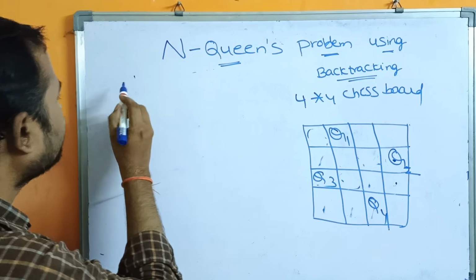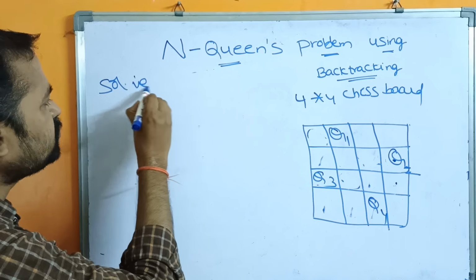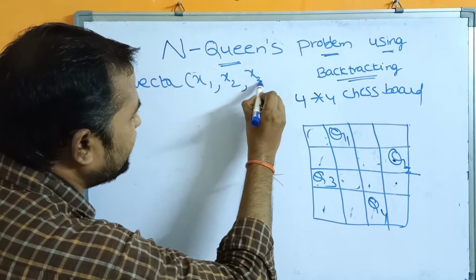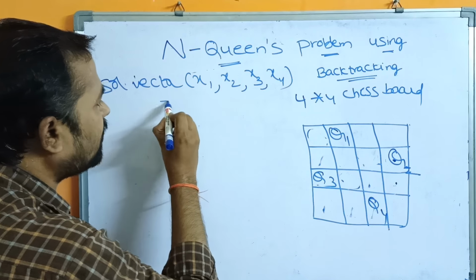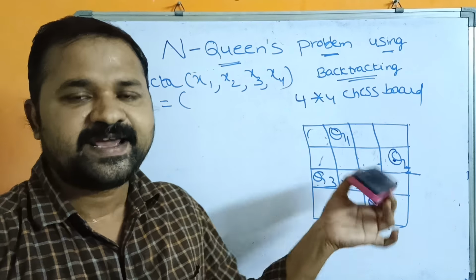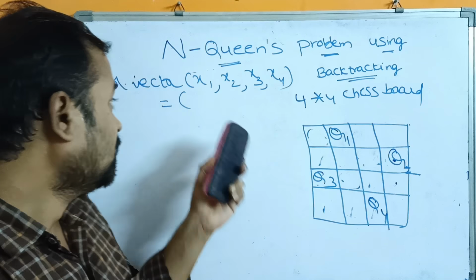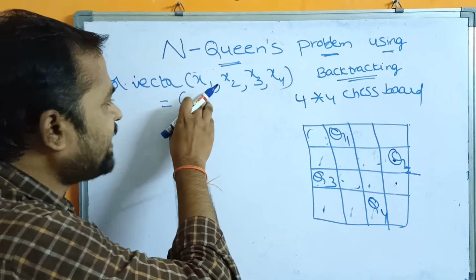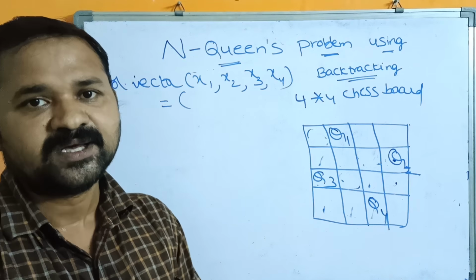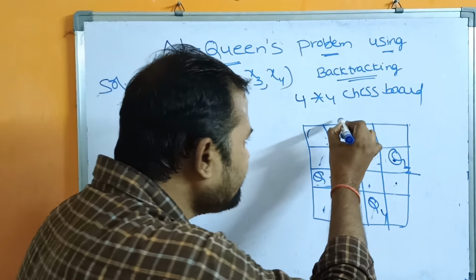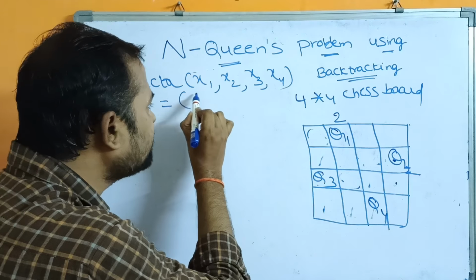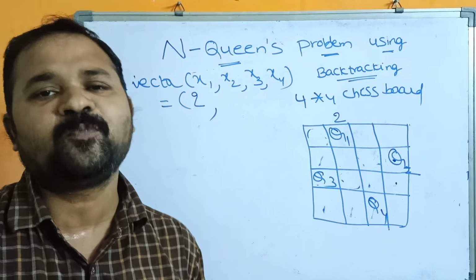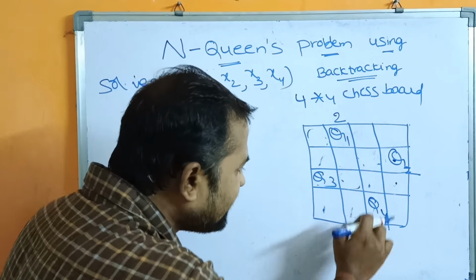So here the solution is represented with the help of the solution vector. The solution vector is represented with x1, x2, x3, x4. Here x1 is nothing but first column, x2 means second column, x3 means third column, x4 means fourth column. So first, x1 is with respect to Q1. Where do we place Q1? Q1 is present in the second column. So x1 means 2.